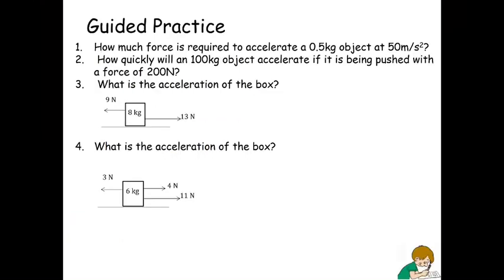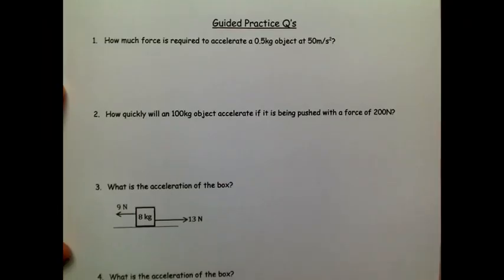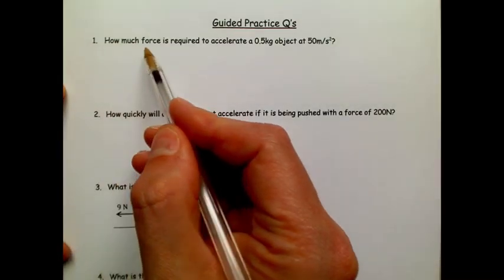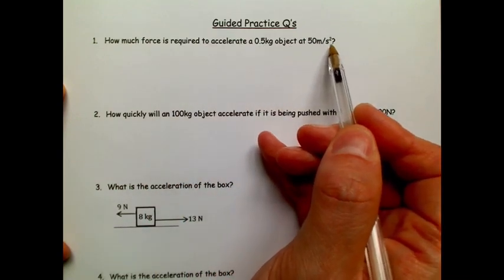First, I'm going to guide you through how to answer these questions. Copy down my workings as I go through them. I've got my questions printed onto a worksheet, but you can simply write them into your exercise book and answer them below if you prefer. Question number 1. How much force is required to accelerate a 0.5 kilogram object at 50 meters per second squared?